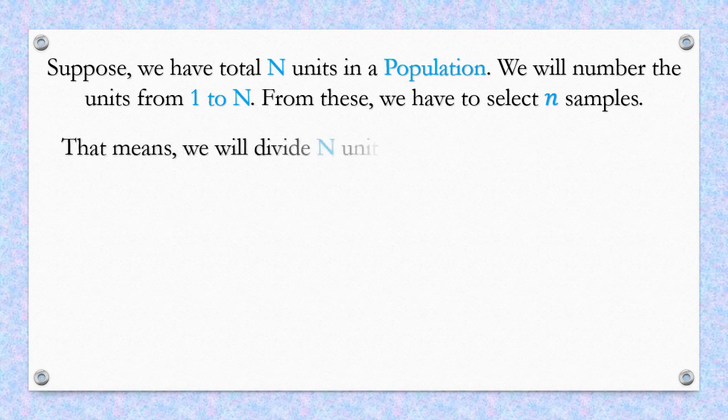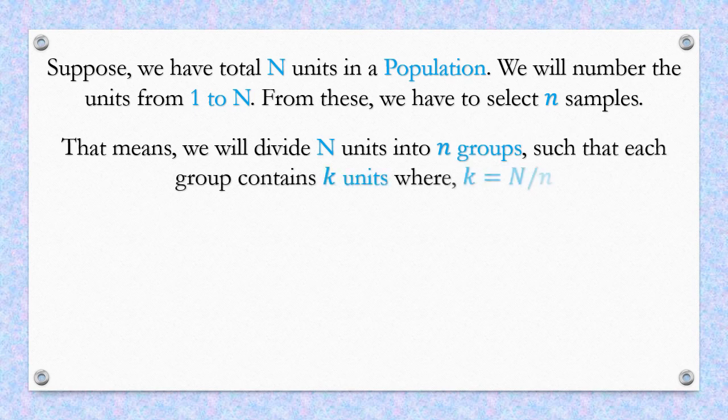That means we will divide capital N units into small n groups such that each group contains k units, where k is equal to capital N upon small n. So if I have 100 units and I have to select 5 samples, 100 divided by 5 will be 20. So I will create 5 groups, each containing 20 units. I will be selecting one sample from each of these groups. So 100 will be capital N, 5 will be small n, and the groups of 20 units each will be k.